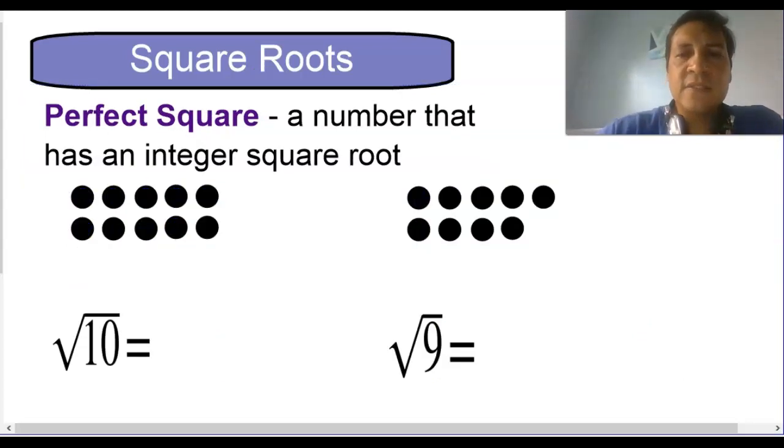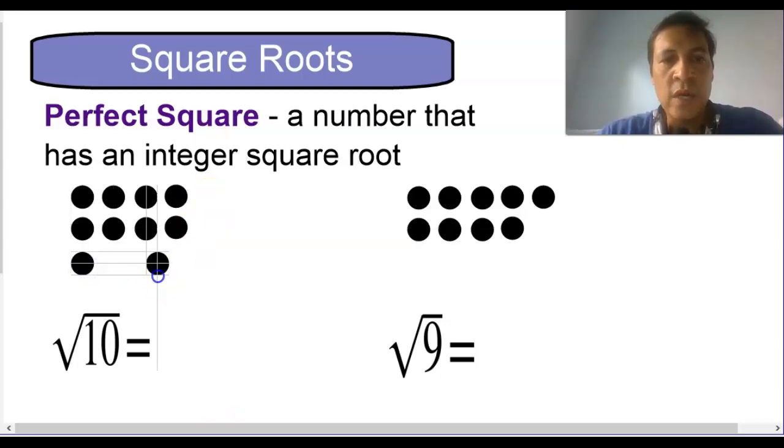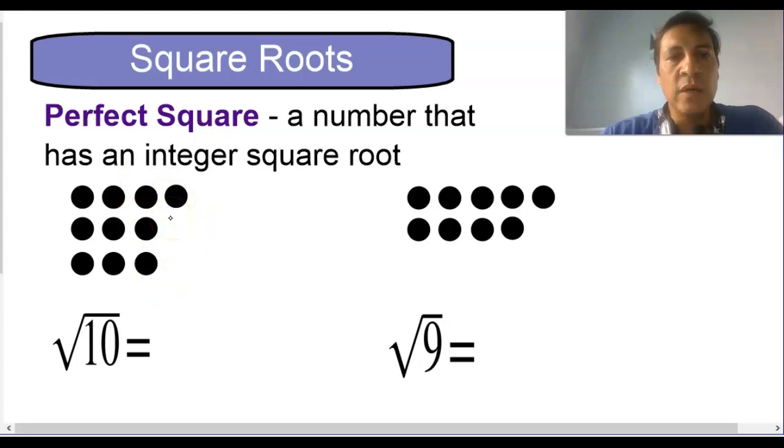All right, last two here. Let's talk about perfect squares. I've got 10 dots here. Is there a way to make a square with 10 dots? Like I had that rectangle there, but not a square. There's really no way to make a perfect square with 10 dots. So the square root of 10, the answer for that is not an integer, right? There is a number that's equal to the square root of 10, but it's not a whole number.